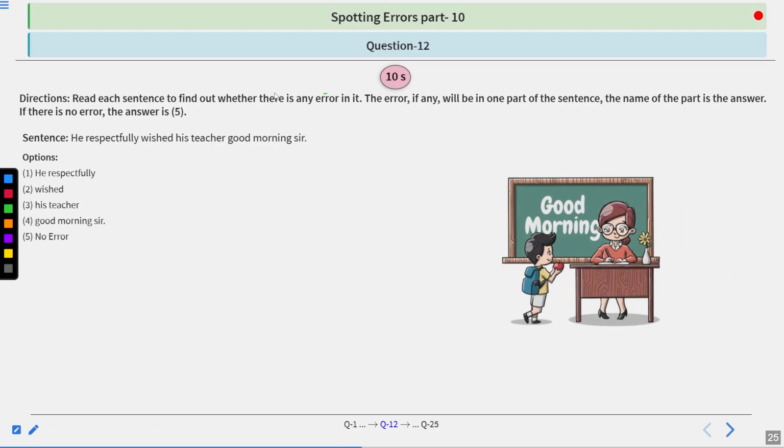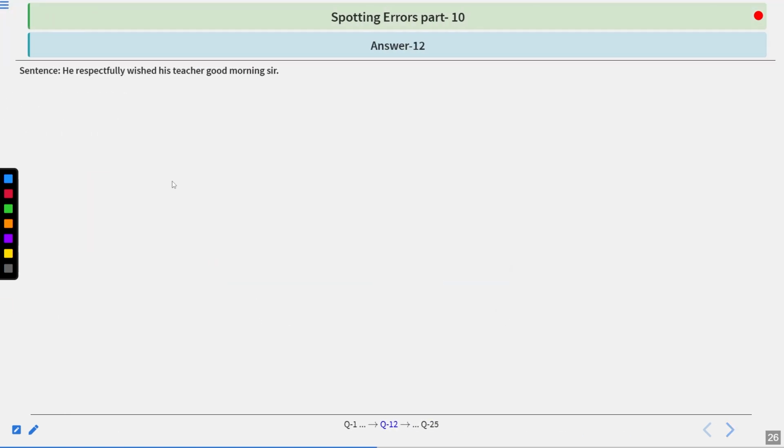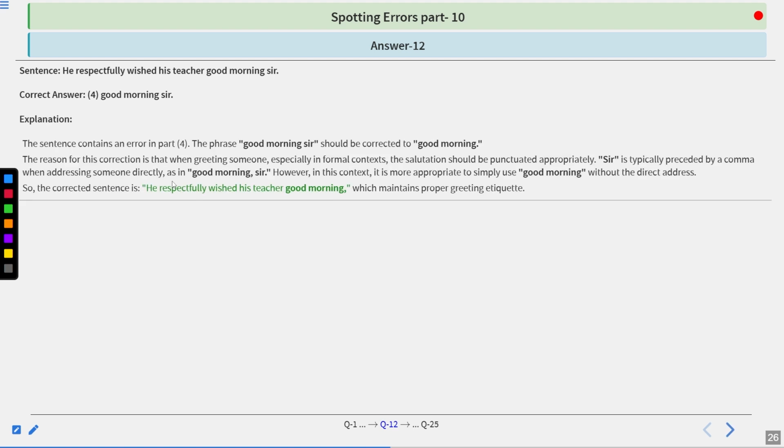He respectfully wished his teacher good morning, sir. Options are given below. You have 10 seconds to spot the error. I hope you have answered. Let's look at the correct answer. The correct answer is option number 4. Good morning, sir. Let's look at the explanation.